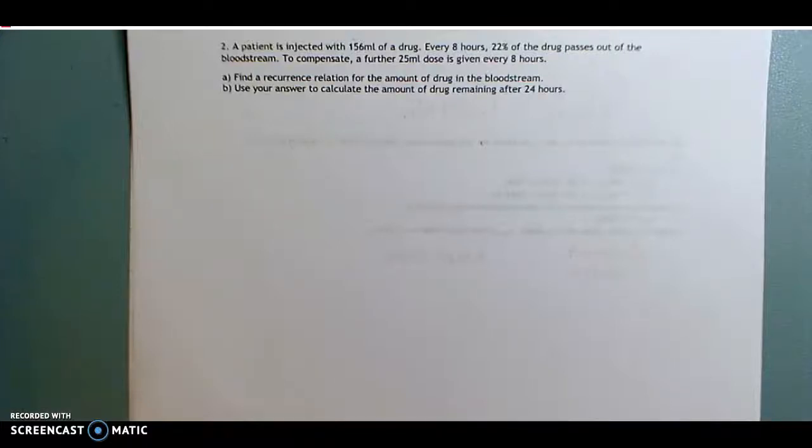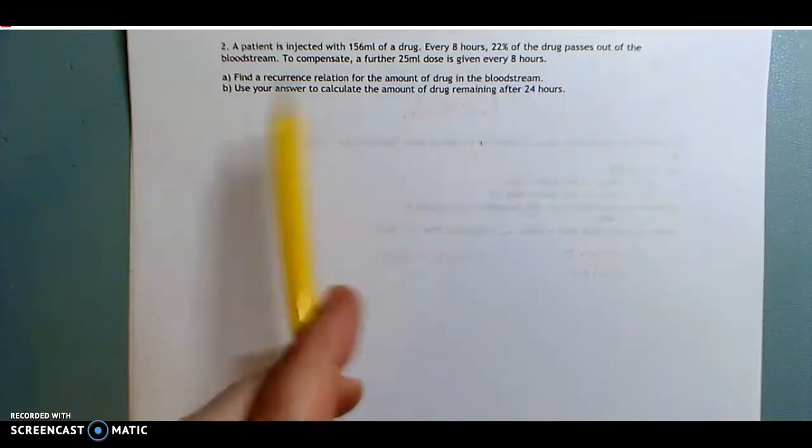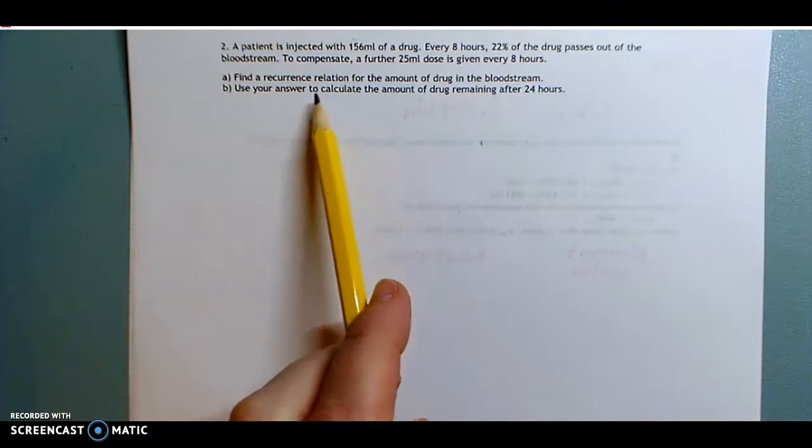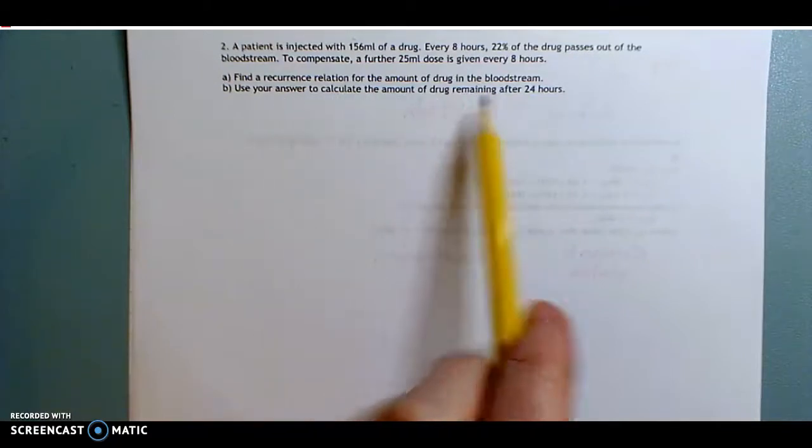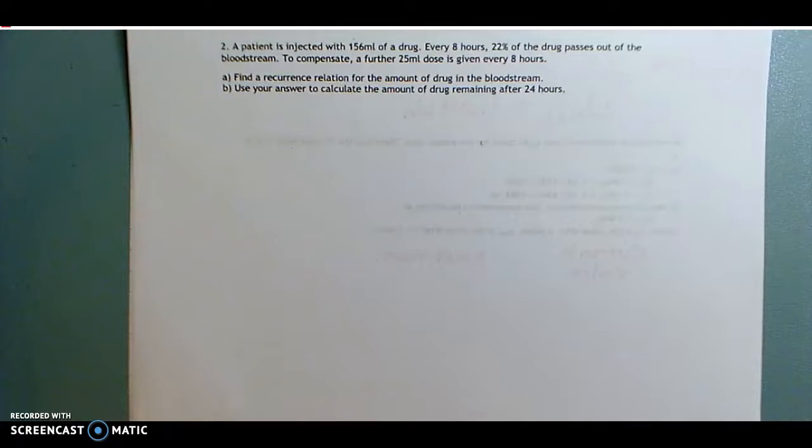Example 2. A patient is injected with 156 milliliters of the drug. Every 8 hours, 22% of the drug passes out of the bloodstream. To compensate, a further 25 milliliter dose is given every 8 hours. So we want to find a recurrence relation for the amount of drug in the bloodstream, and then use our recurrence relation to calculate the amount of drug remaining after 24 hours. So let's start with finding our recurrence relation.